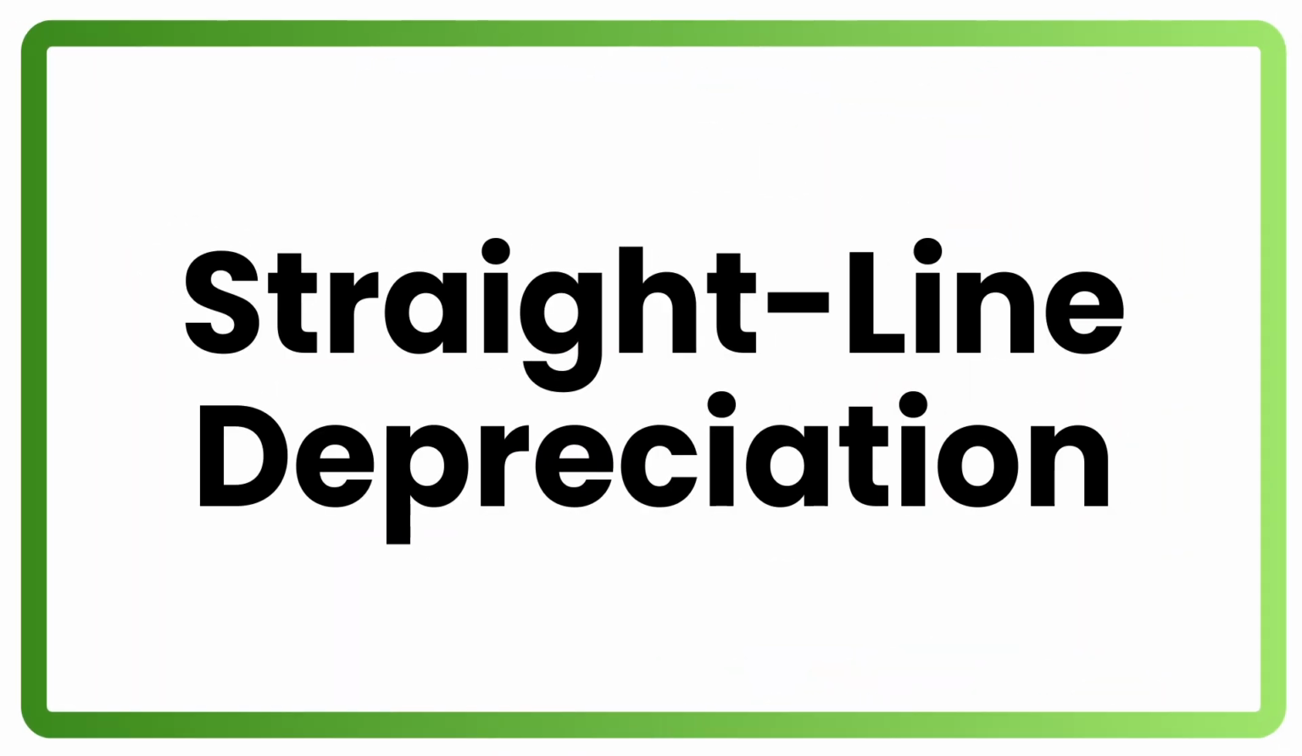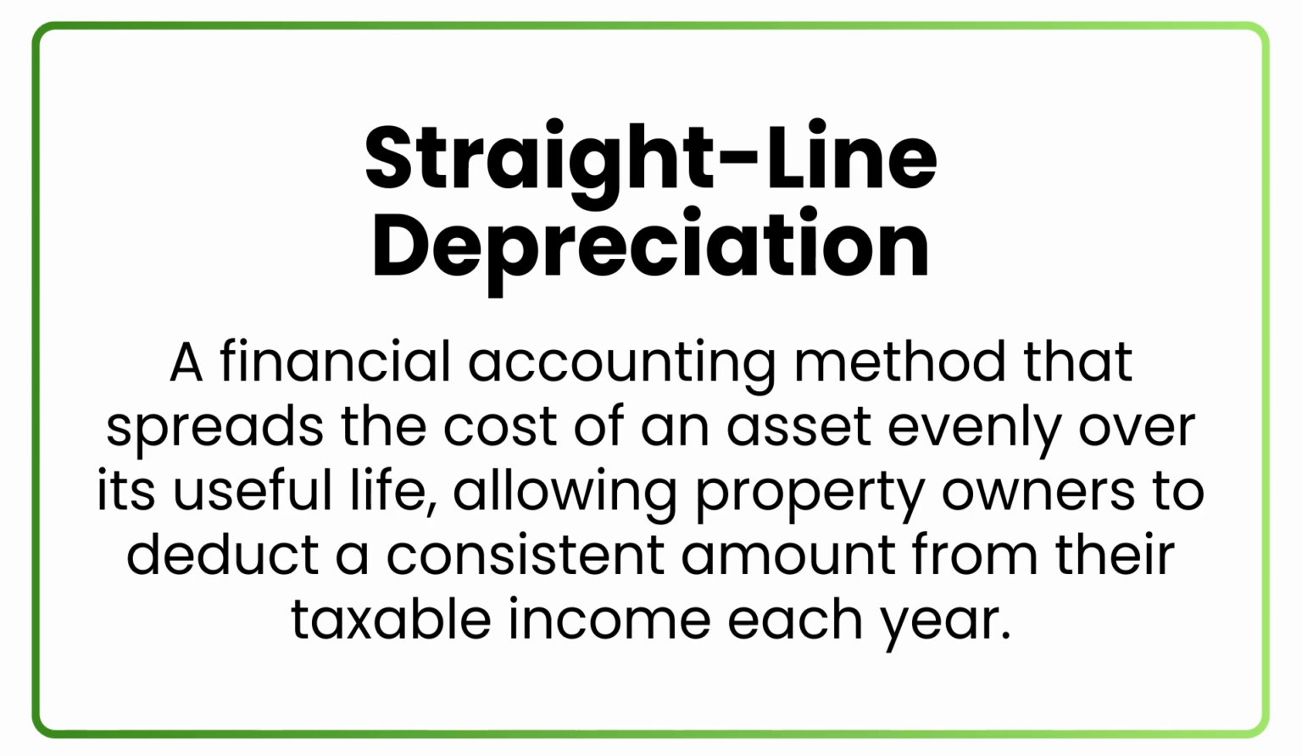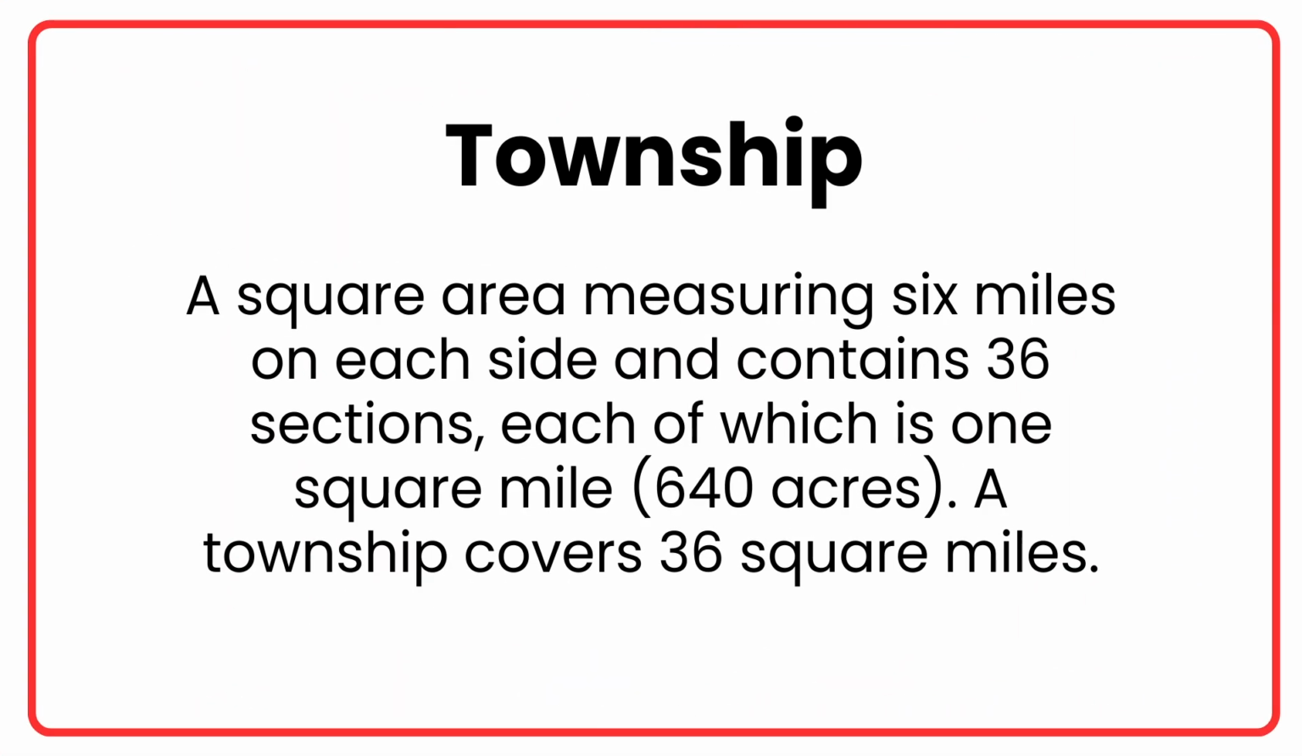Straight line depreciation. Straight line depreciation is a financial accounting method that spreads the cost of an asset evenly over its useful life, allowing property owners to deduct a consistent amount from their taxable income each year. Township. A township is a square area measuring 6 miles on each side and containing 36 sections, each of which is 1 square mile, or 640 acres. A township covers 36 square miles.